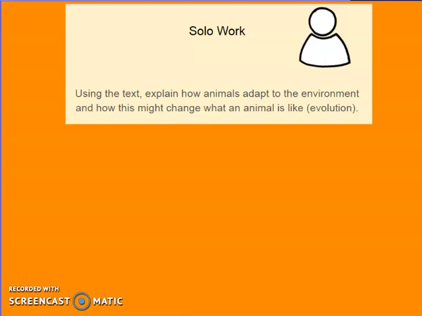So the final task is for you to take some time on. I want you to use the text to explain how animals adapt to the environment and how this might change what an animal is like. Think about the learning we did on Charles Darwin as well to help you with this answer. What evidence can you find in the text for evolution?